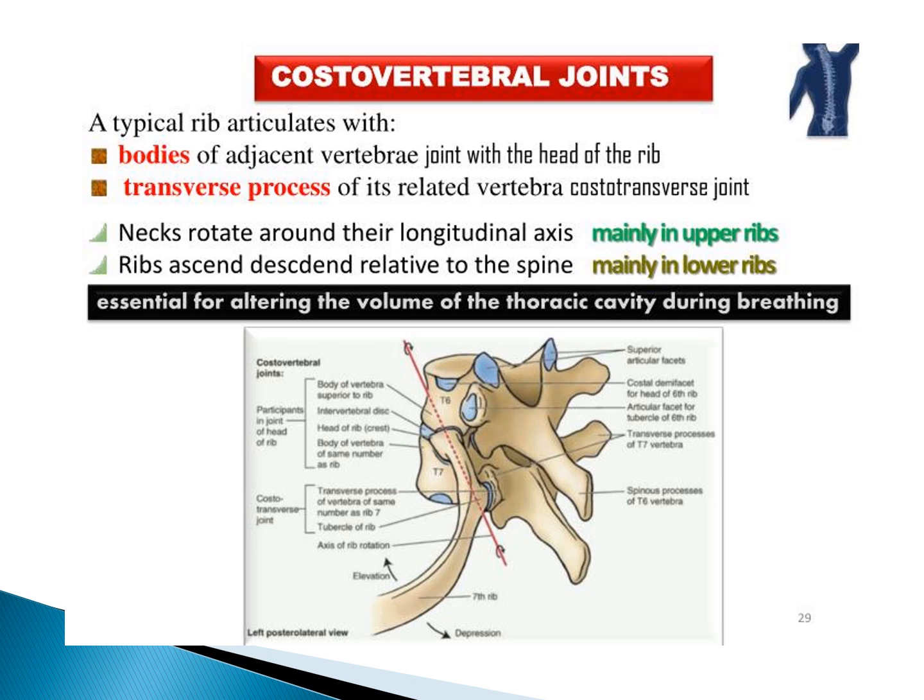Now coming to the costovertebral joints, which are mainly related to the thoracic vertebrae. The bodies of vertebrae articulate with the head of the rib, and the transverse process of the related vertebra with the tubercle of the rib. These movements are slight gliding movements essential for altering the volume of the thoracic cavity during respiration.